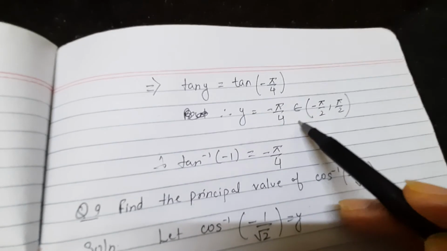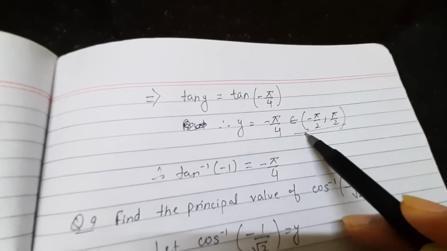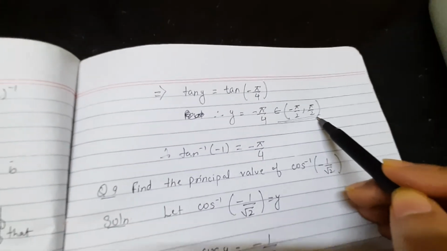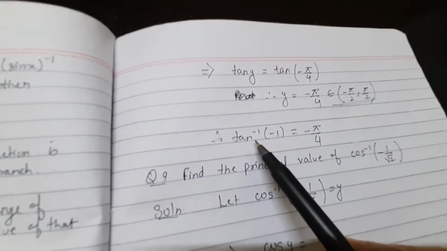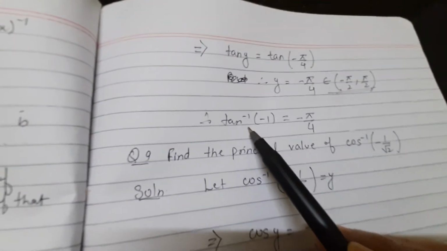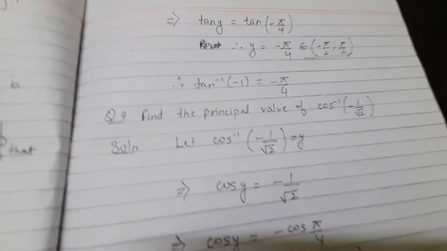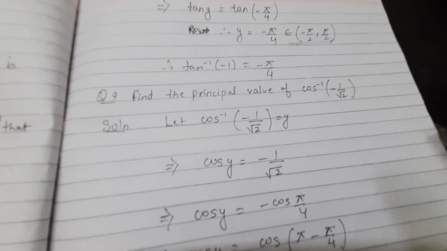This step is very important. You have to say that it belongs to the principal value branch. So since it belongs to the principal value branch, my value of y, that is tan inverse minus 1, will be minus pi by 4. Now let us see the next question.